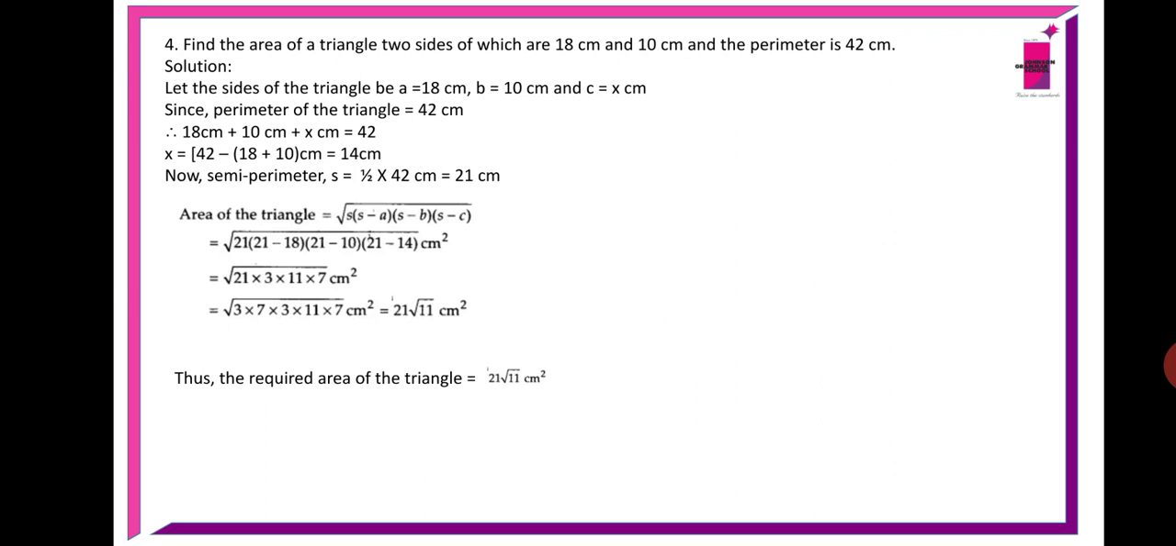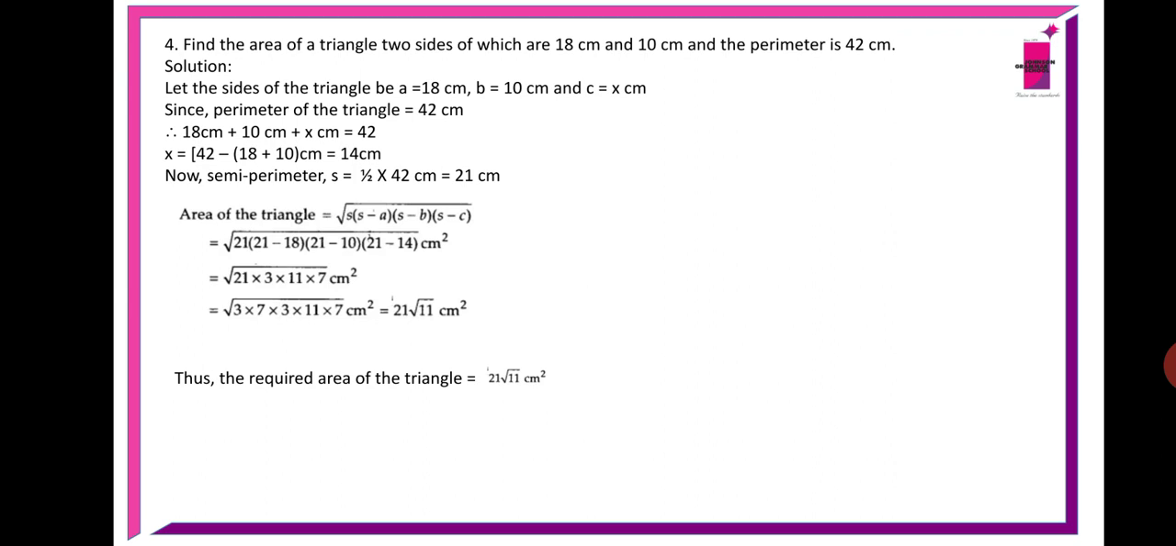Find the area of a triangle, two sides of which are 18 centimeters and 10 centimeters, and the perimeter is 42 centimeters. So let the sides of the triangle be A equal to 18 centimeters, B equal to 10 centimeters, and C equal to X centimeters. Since the perimeter of the triangle is 42, 18 plus 10 plus X equals 42, so X equals 14 centimeters. So the unknown side is 14 centimeters.